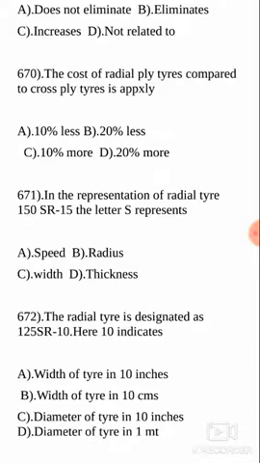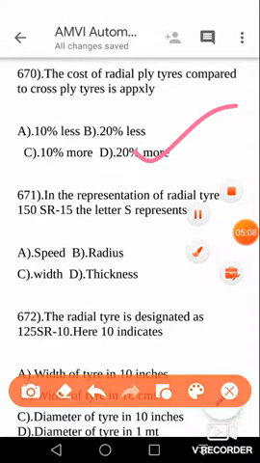So definitely the radial ply tires are more costly compared to cross ply tires, and their cost is 20% more than the cross ply tires. 20% more is the answer.